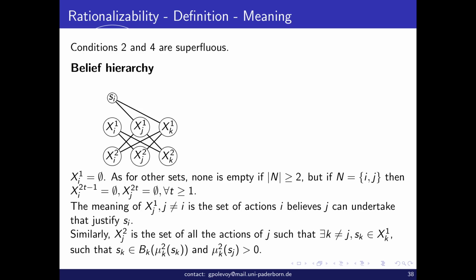And let us now draw a finite part of a belief hierarchy when we have three players. So assume that we have players I, J, and K. They are all different.